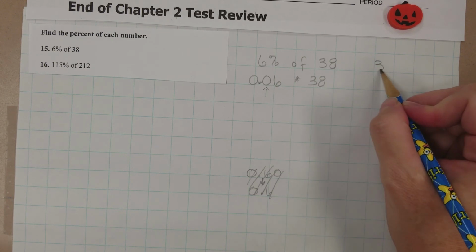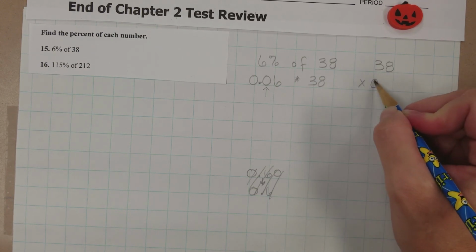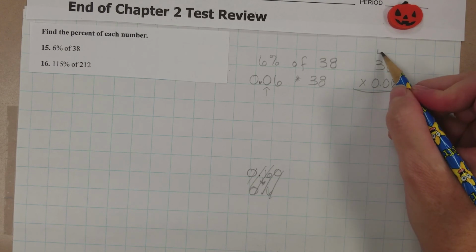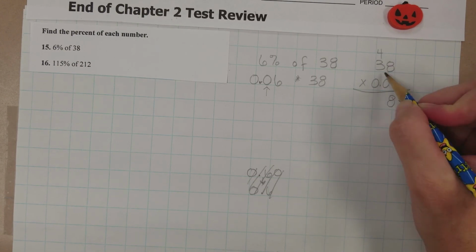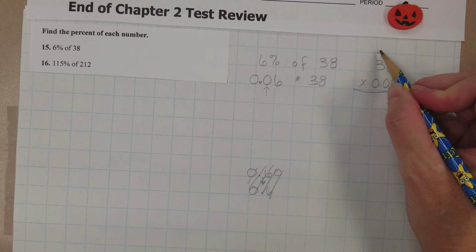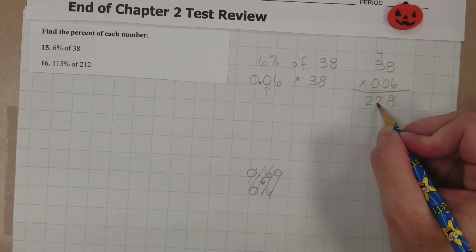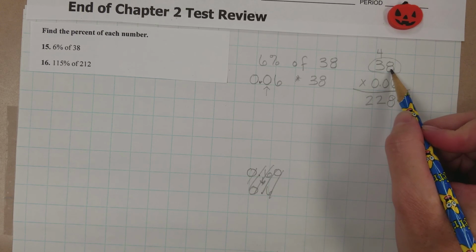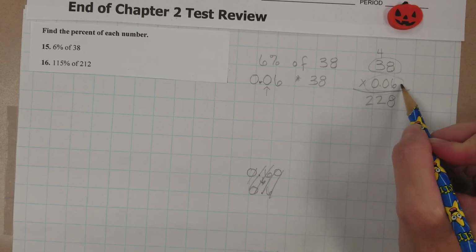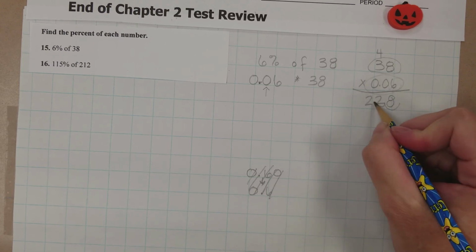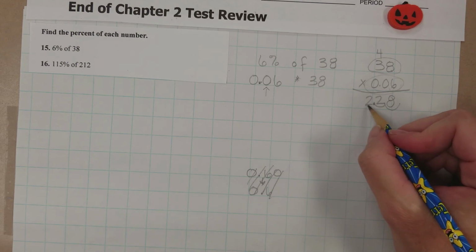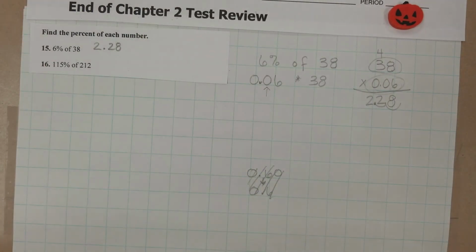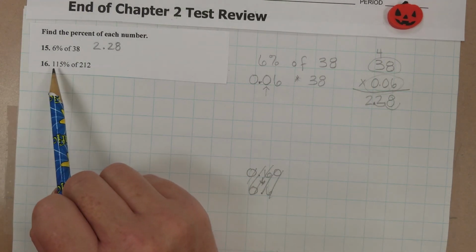So 38 times 0.06. 8 times 6 is 48. 6 times 3 is 18, 19, 20, 21, 22. There are no decimal values in my top number. There are 2 decimal places in my bottom. So I go over 2. So it's 2.28, or 2 28/100. Question 16.